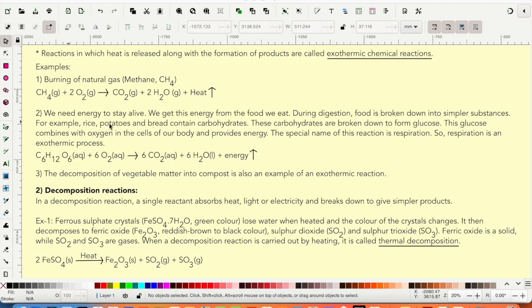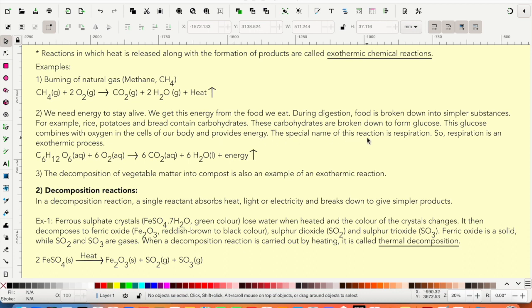Another example is respiration. We need energy to stay alive. We get this energy from the food we eat. During digestion, food is broken down into simpler substances. For example, rice, potatoes, and bread contain carbohydrates. These carbohydrates are broken down to form glucose. This glucose combines with oxygen in the cells of our body and provides energy.